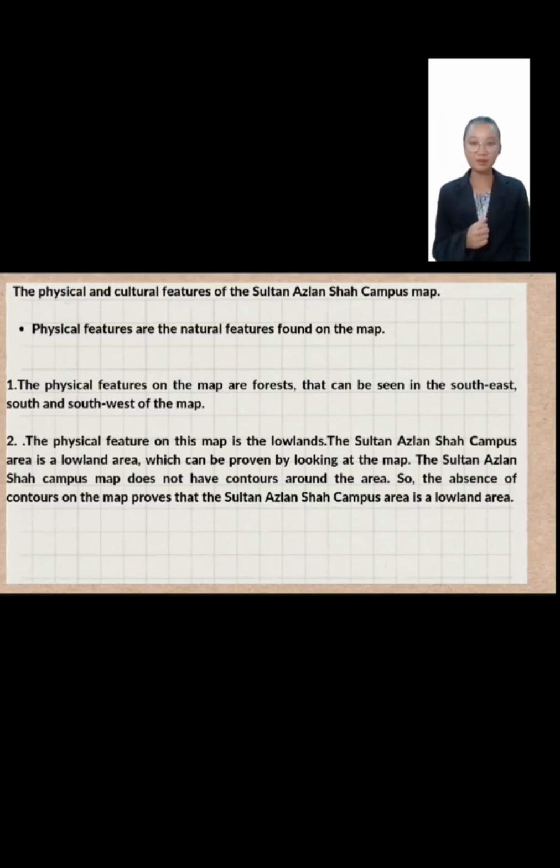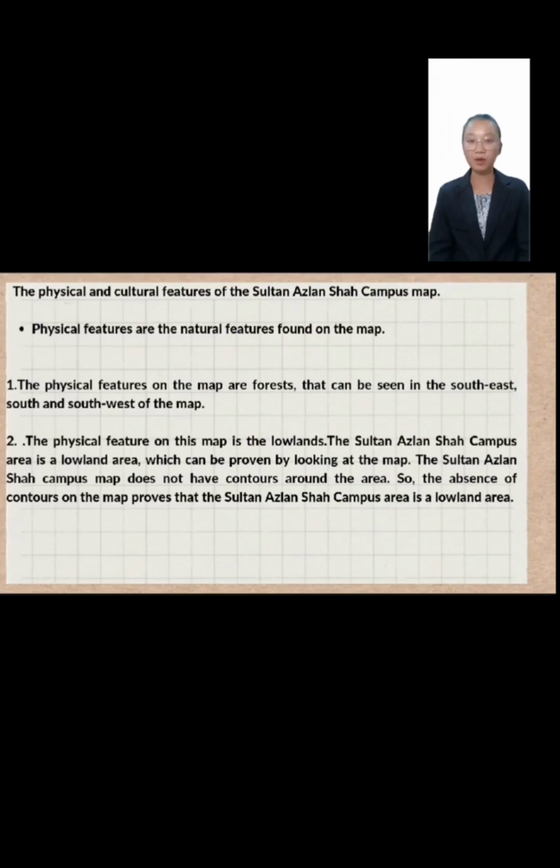Okay, we can see the physical features on this map. I will describe the physical features first. Physical features are the natural features found on the map. The physical features we can see on the map are forests that can be seen in the south and southwest of the map. Next, the physical feature on this map is the lowland. The Sultan Azlan Shah campus area is a lowland area, which can be proven by looking at the map.